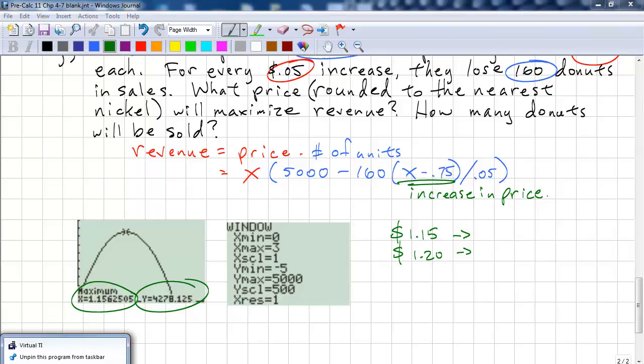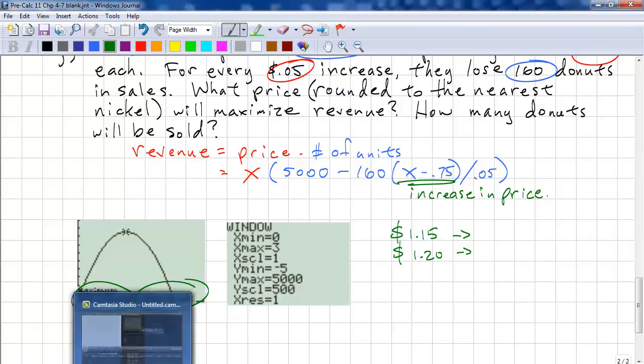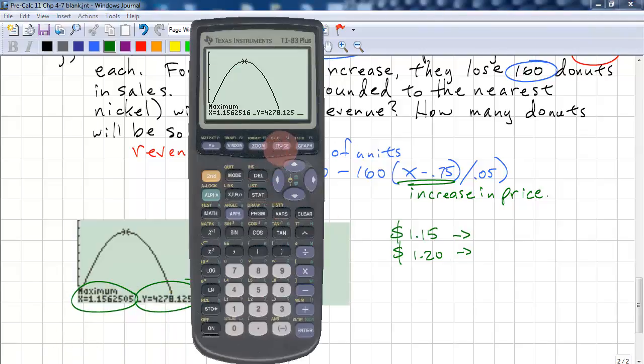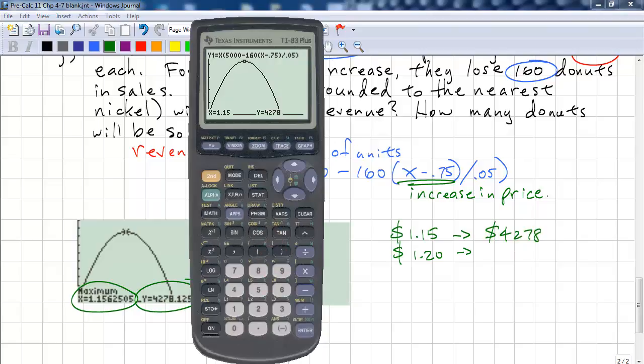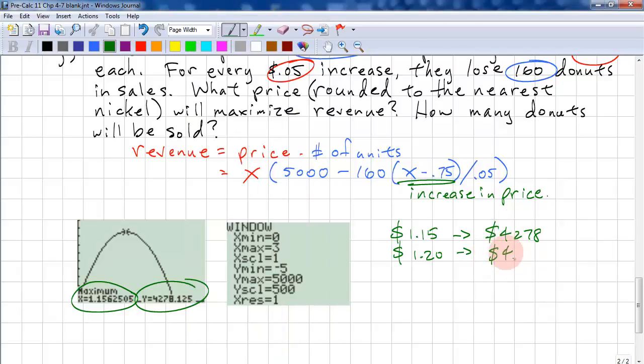And the quick way to do this is to go to your calculator and trace. We're just going to enter $1.15. And this gives us 4,278 in revenue. And we'll trace some more and we'll put in $1.20. And we get 42.72. So this gives us our maximum.